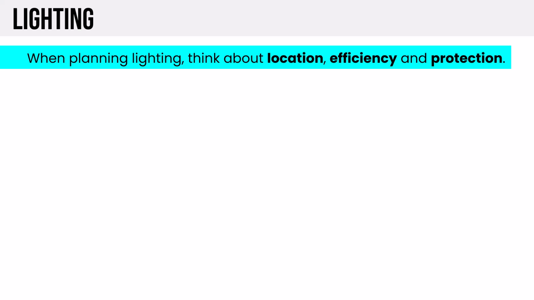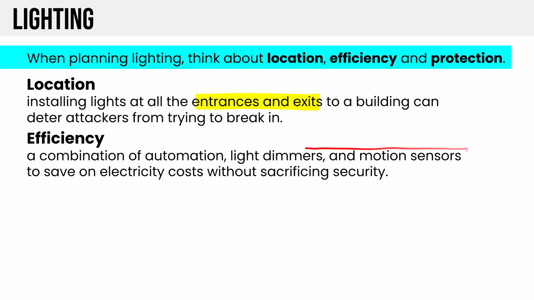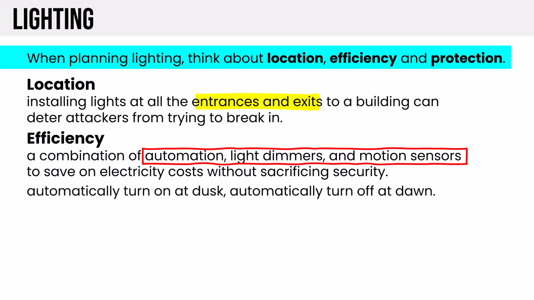With lighting, we need to think about location, efficiency, and protection. So in terms of location, installing lights at all entrances and exits to a building can deter attackers from trying to break in. In terms of efficiency, a combination of automation, light dimmers, and motion sensors can save on electricity costs without sacrificing security. They can automatically turn on at dusk, automatically turn off at dawn. They can even be motion detecting.